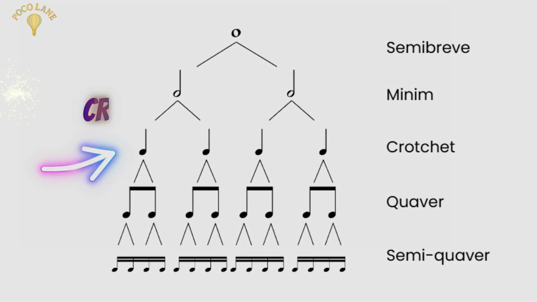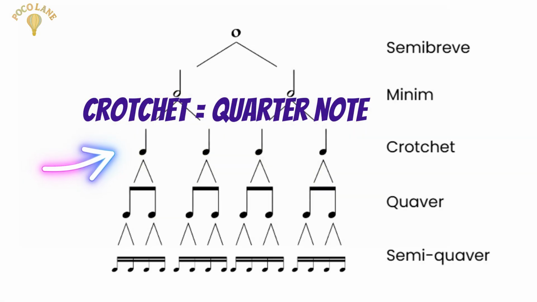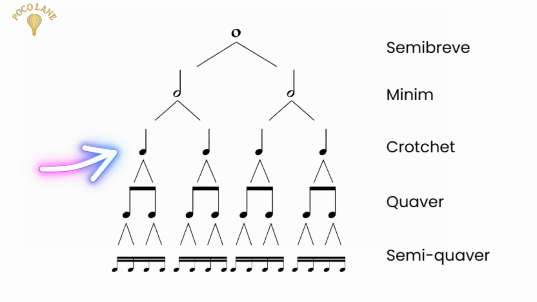A crotchet is held for 1 beat. In 4/4 time, it's held for a quarter of a bar, hence the name quarter note. A quaver is held for half a beat. In 4/4 time, it's held for an eighth of a bar, hence the name eighth note. A semiquaver is held for a quarter of a beat. In 4/4 time, it's held for a 16th of a bar, hence the name, you guessed it, a 16th note.